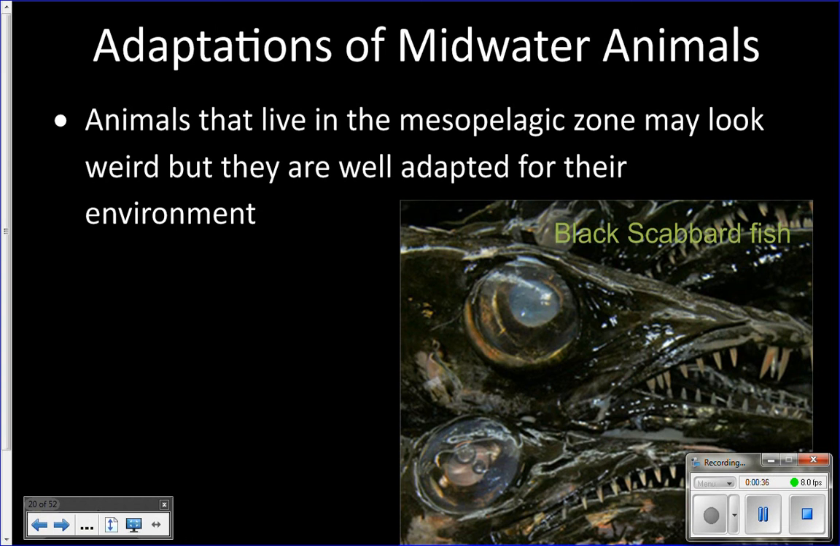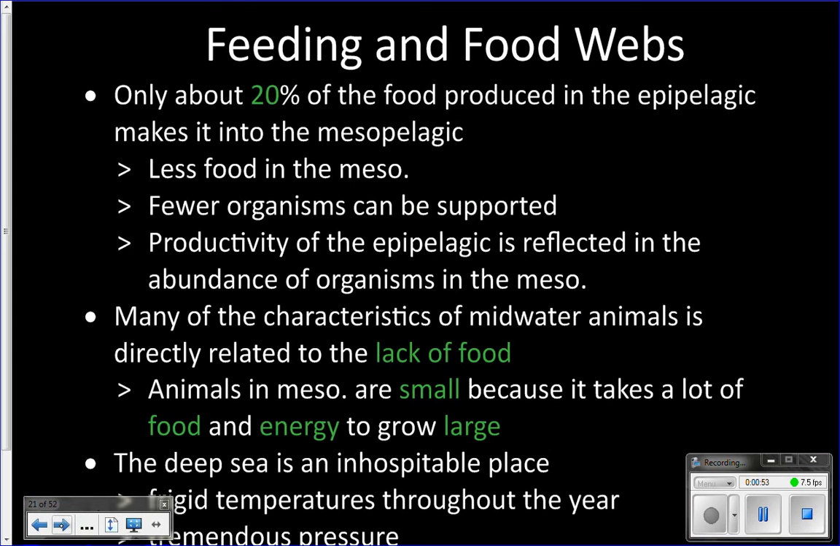But what's cool about these animals that live here is that they look that way for a reason, and every single feature that you see on them is there designed to allow for them to survive in their habitat. So they're perfectly designed to live in this habitat of the mesopelagic zone. All right, so let's look at this zone and their adaptations.